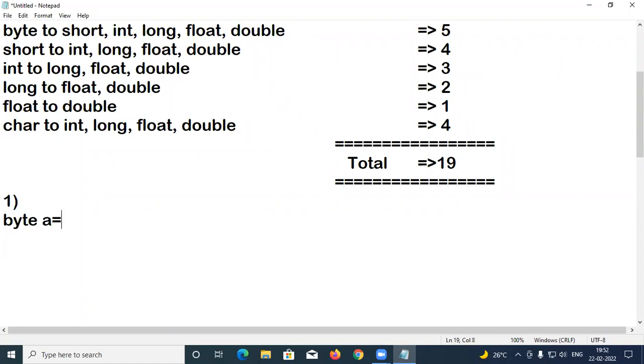byte A equal to 5. int B equal to A. System.out.println(B). What is system? What is out? What is println? And why do we need to write System.out.println? Why can we not write only println? Why can we not write out.println? You will understand all these later. Just for printing purposes in Java, we are using this now.